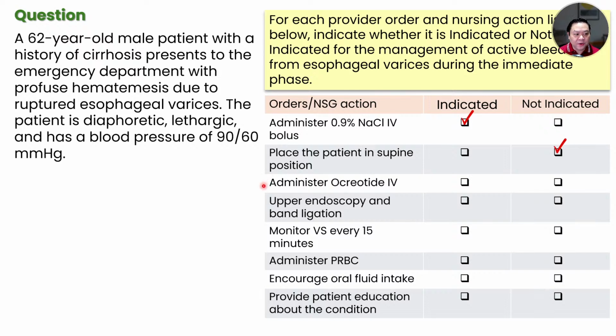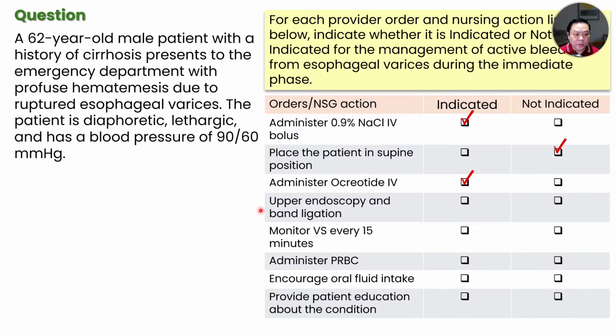What about the third row? Administer octreotide IV, and this was already mentioned earlier, right? What we're going to do with that is that is going to be an indicated provider order. This is the drug of choice to treat the active variceal bleeding, and we know that it can decrease the portal blood flow, and it will reduce the portal pressure as well. So it will help control the bleeding from the esophageal varices.